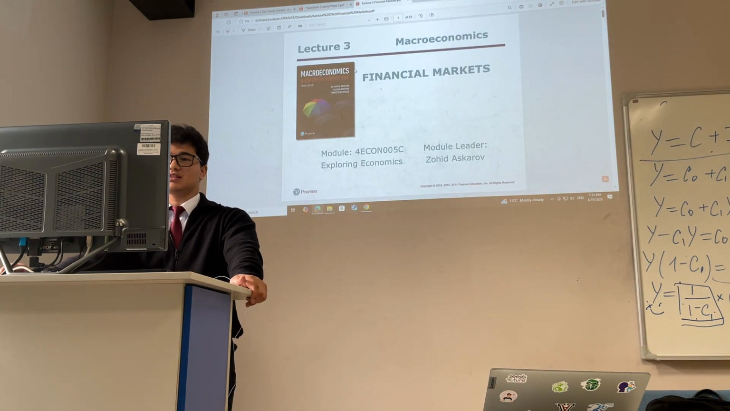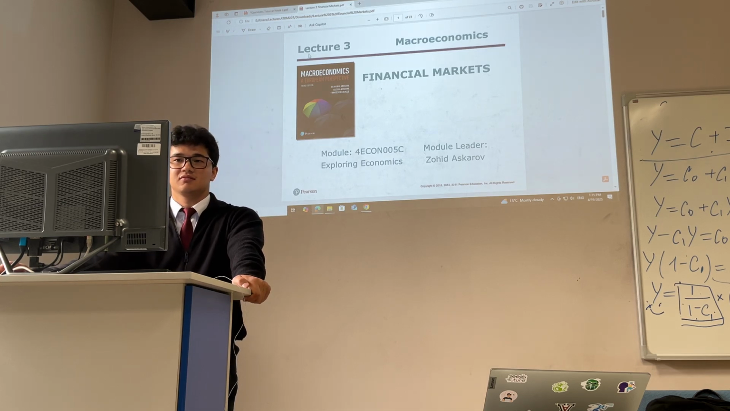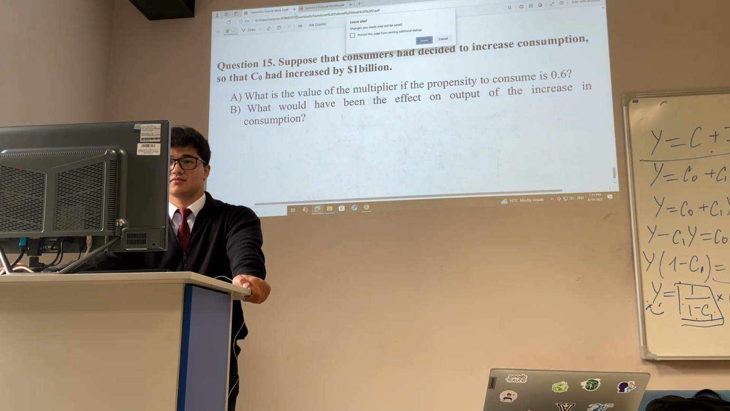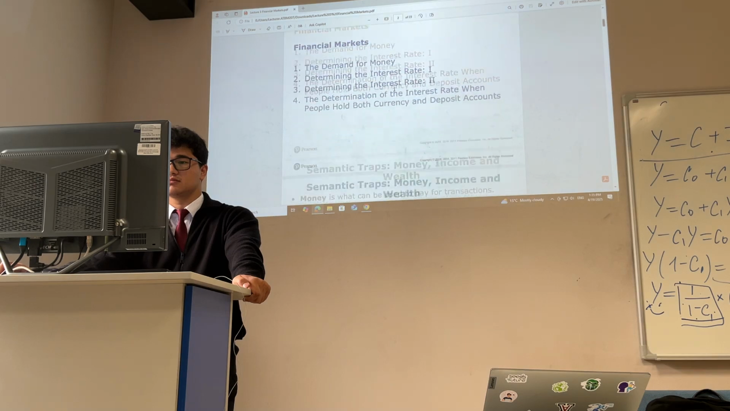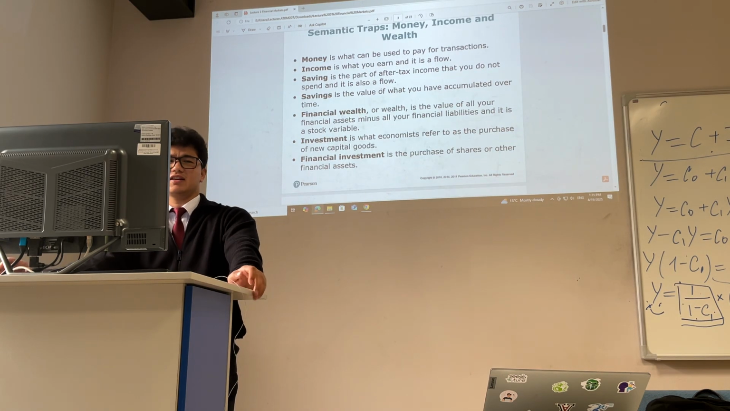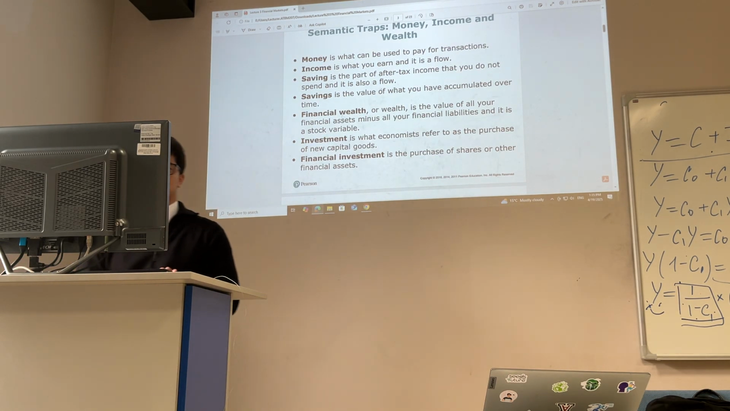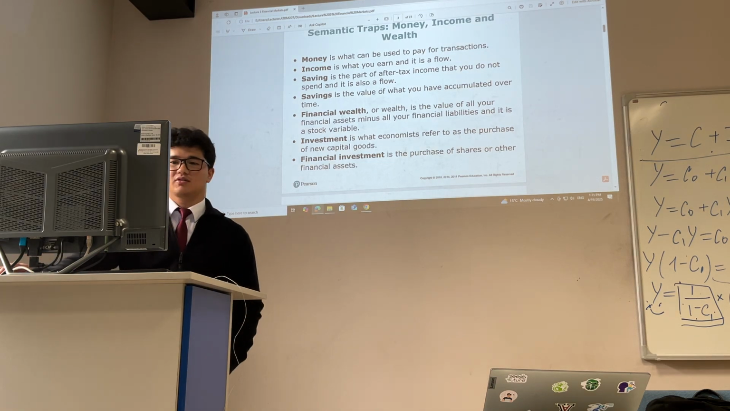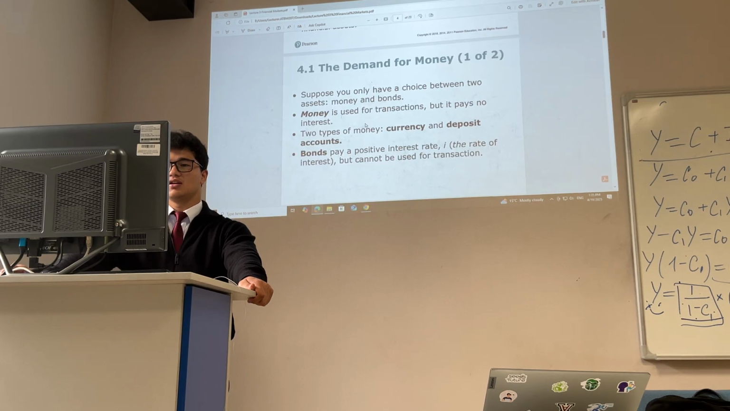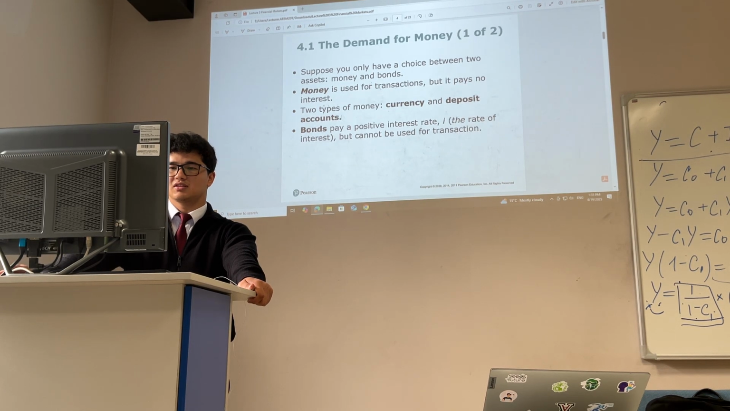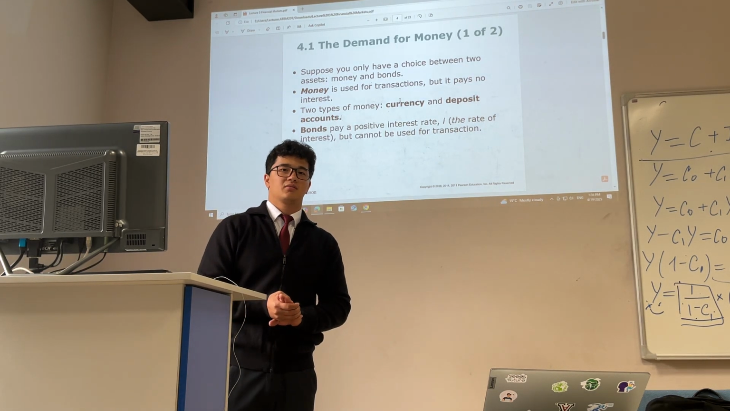Last one for today, lecture 3, financial markets. Here they're explaining what money, income, and savings mean. You guys know already what they mean. But here in multiple choice: money is used for transactions, but it pays no interest. There are two types of money, currency and deposit accounts. Bonds don't count as money.